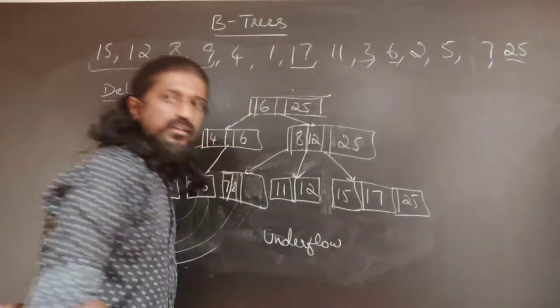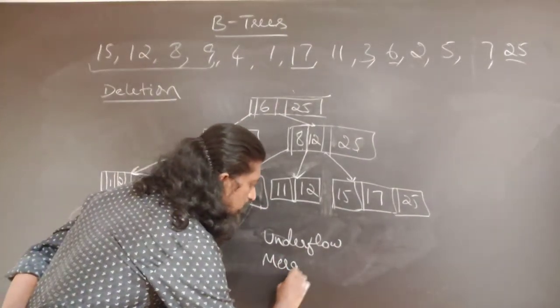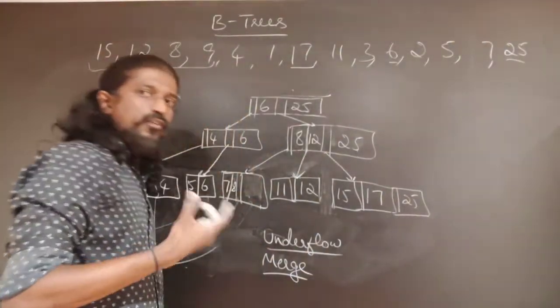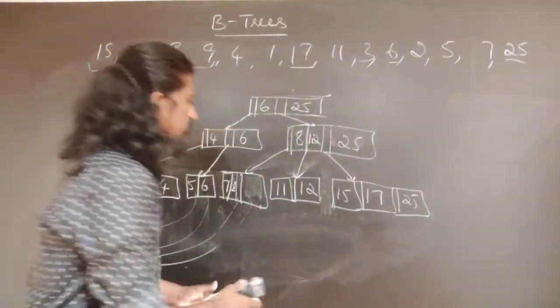So how do we handle underflow? To handle underflow, we perform an operation called merging. To handle overflow we perform splitting, to handle underflow we perform merging. So how do we perform a merge?